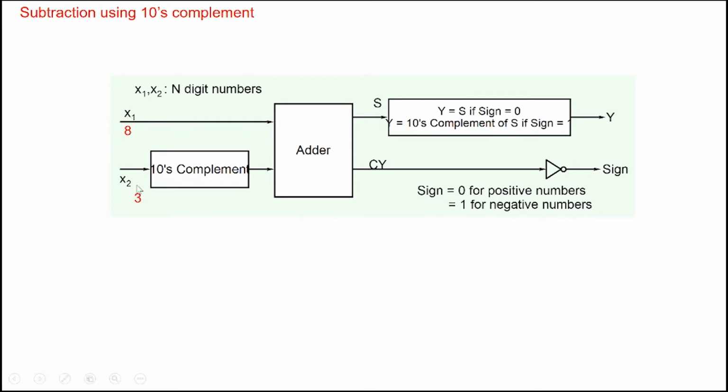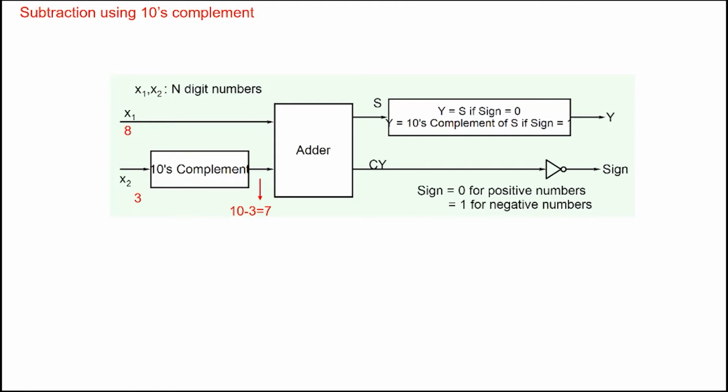Let's say you're trying to do 8 minus 3. So we take a tens complement of 3. How do we take a tens complement of 3? We take a nines complement. We subtract 3 from 9, which is 6, and then we add 1, so it becomes 7. Or effectively, 10 minus 3, which is 7.